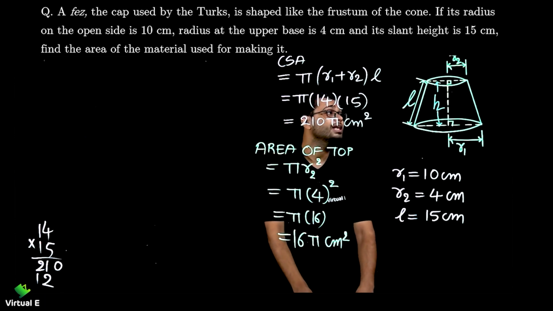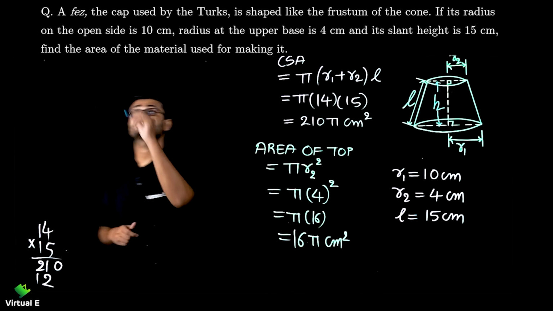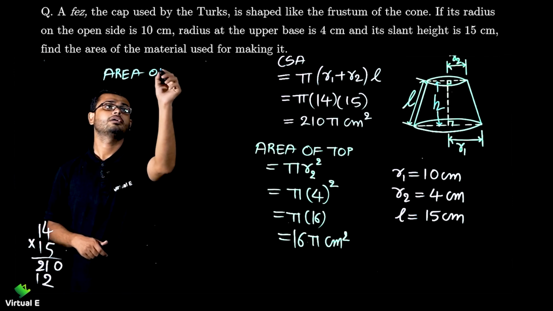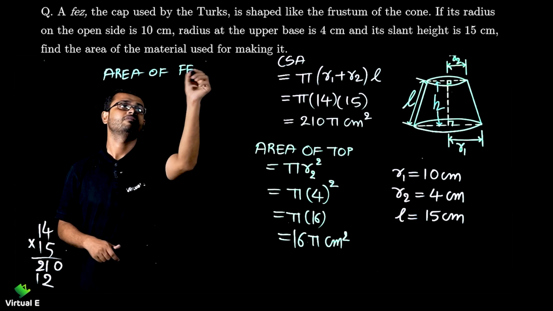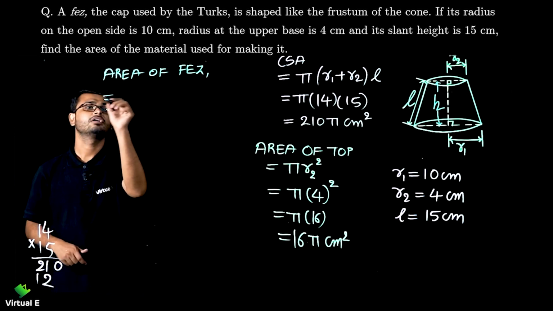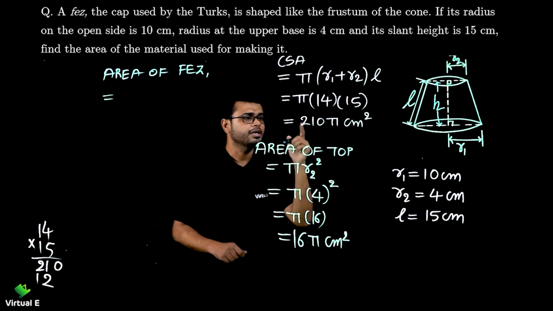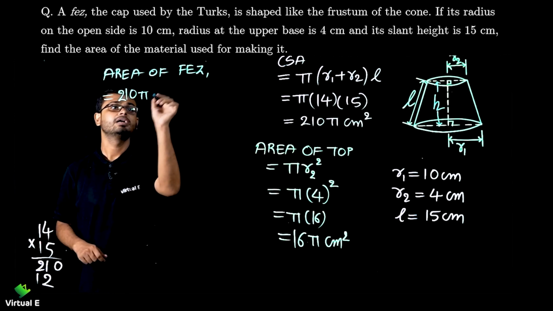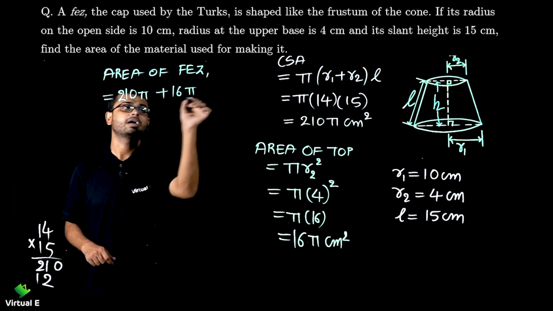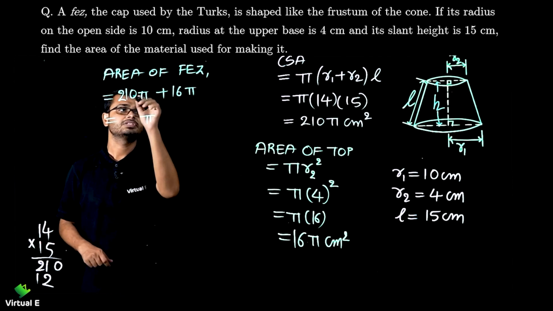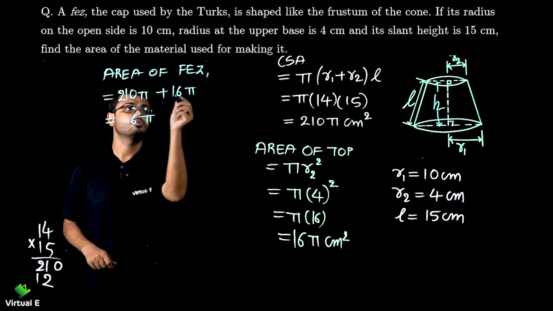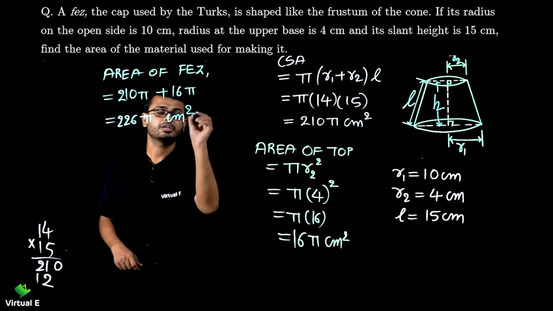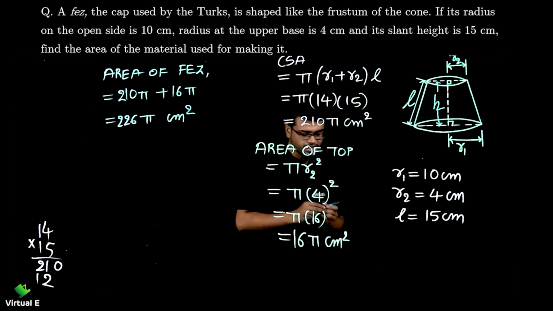Now let's go for the last step, the area of the face. We need to do the addition of them: 210 pi plus 16 pi. So pi as it is, 0 and 6 will give you 6, 1 and 1 will give you 2, 2 to 6, so 226 pi centimeter square. Done. So this is the area of the face.